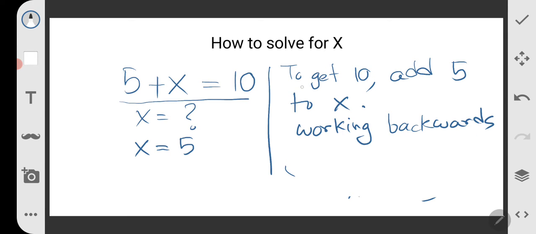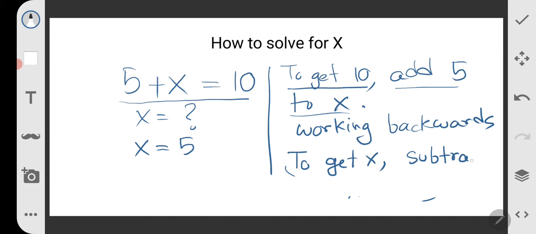Okay. So to get 10, add 5 to x. So if I want to get x instead of to get 10, I'll say, okay, to get x, subtract 5 from 10. Okay, and that's how we know that, okay, x is 5. So this is called working backwards.